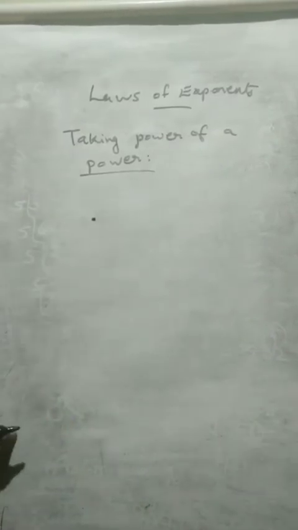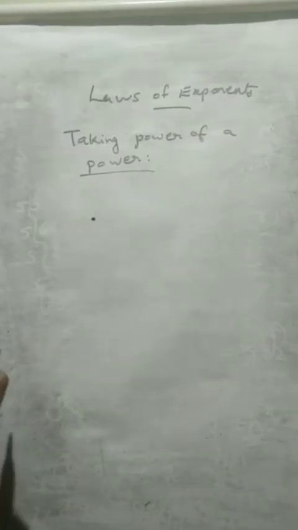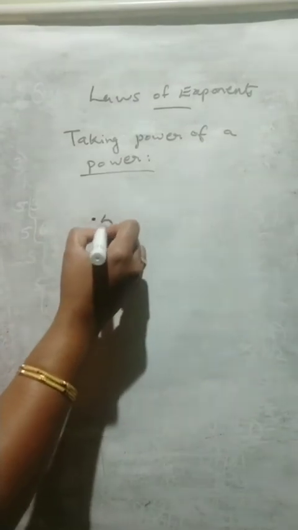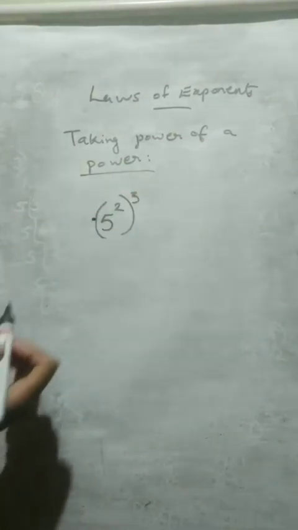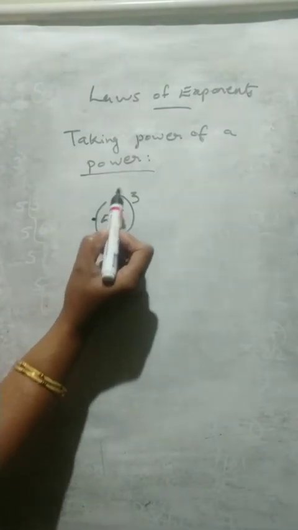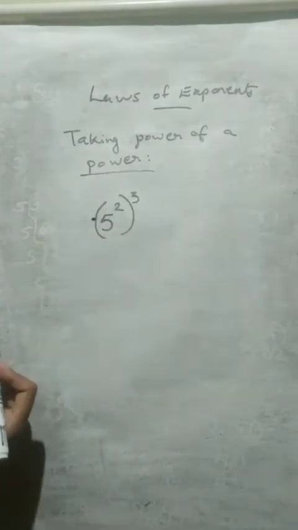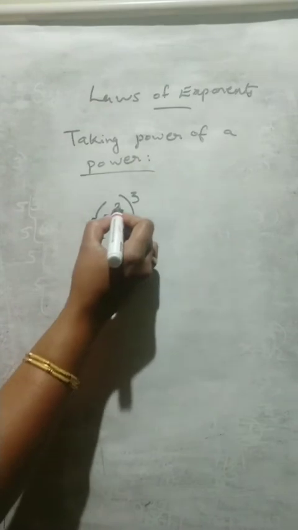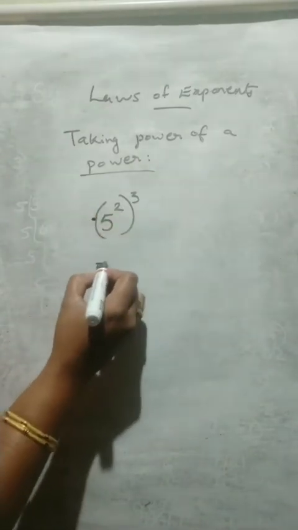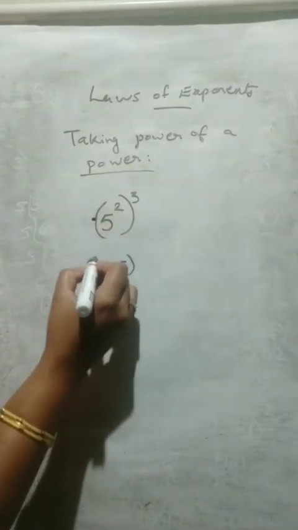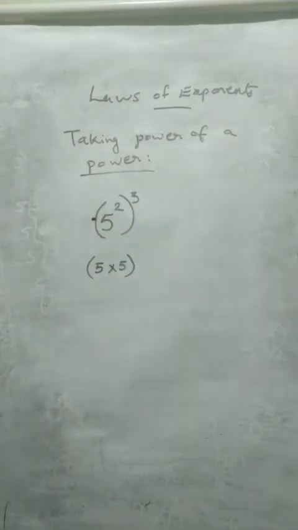Next, taking power of a power. What is that? That is 5 raised to 2 the whole raised to 3. How can we read it? 5 raised to 2 the whole raised to 3. That is 5 squared. What is that? 5 into 5. How many times? 3 times.